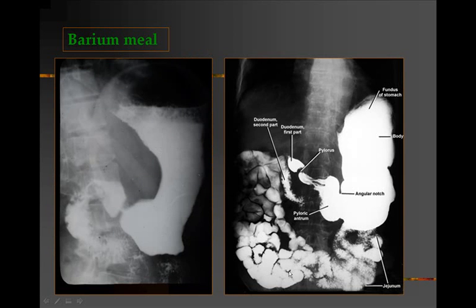Another example of barium meal is shown here on the left side, which also shows the stomach and its subcomponents, the pylorus and the duodenum and jejunum. Note the variation in size, shape, and structures of the stomach. It is worth noting they are both normal, and this corresponds to the anatomical variation that exists between normal individuals.